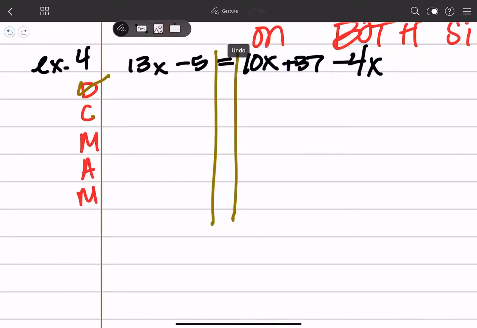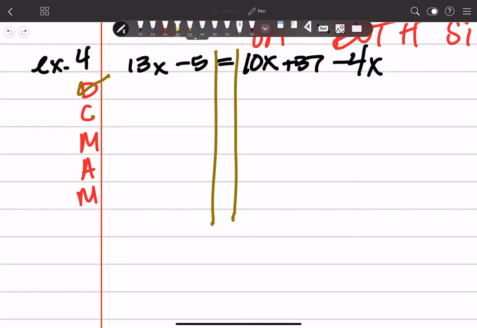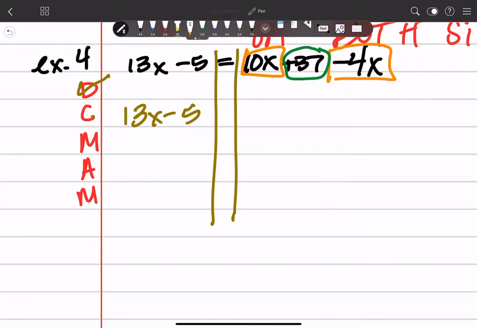So let's combine our like terms. We're going to bring this side down. All right, and what I'm going to do is I'm going to box and circle. Remember, you do not have to do this if you're okay without it. Just make sure you watch your signs. 10x minus 4x is going to get you 6x, and the plus 37 just comes on down.